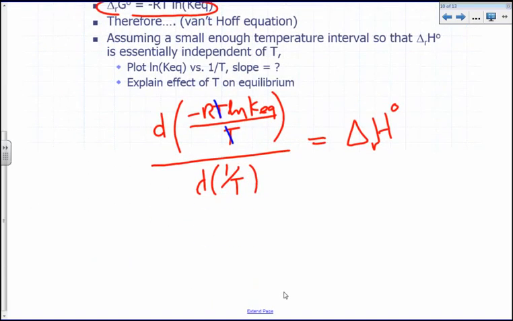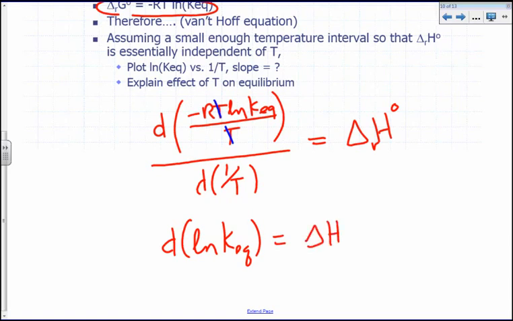So if I were to rearrange this, I can say the differential of ln K EQ is equal to delta H, and there's a negative there, so I'm going to put the negative on the right hand side now. So it's going to be negative delta H naught over R, so I'm going to move this one over to my right side, times the differential of 1 over T. Okay.